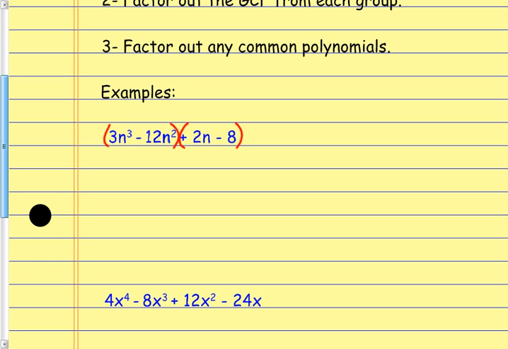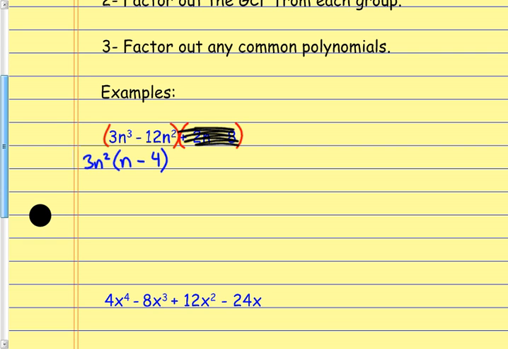When I look at that first group, if I were to ignore the second group for a second and just look at the first group, if I had a 3n cubed minus a 12n squared, the greatest common factor here would be 3n squared. That's the largest thing I can divide evenly out of each. If I divide that out, the 3n cubed divided by the 3n squared leaves me with an n. The 12n squared divided by the 3n squared is going to be a minus 4, and that's it. So what I've done is factor out the greatest common factor out of this group.